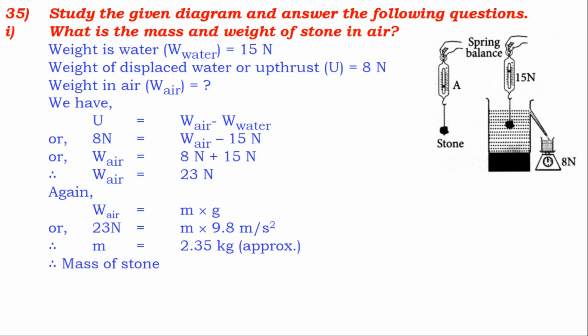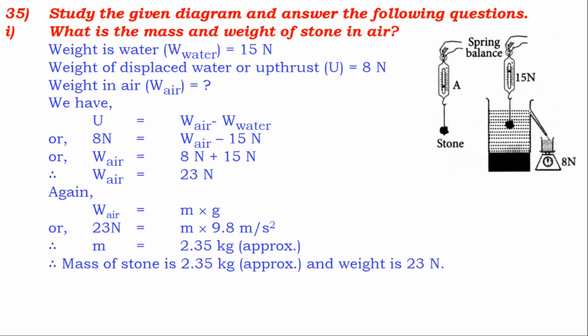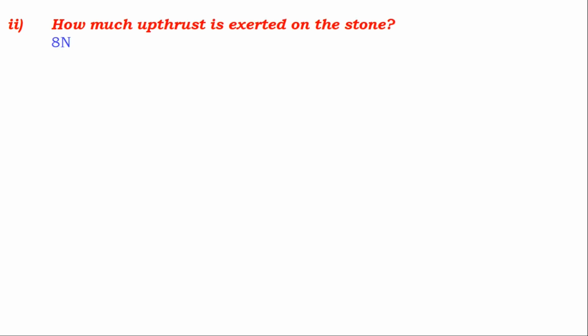Okay, therefore we can write one sentence for our answer: mass of stone is 2.35 kilogram approximately, and weight is 23 Newton. Okay, let's go to another question of the same diagram. How much upthrust is exerted on the stone? This is very simple. The diagram represents the upthrust. It is 8 Newton, isn't it? It is 8 Newton, because upthrust is equal to weight of displaced liquid.